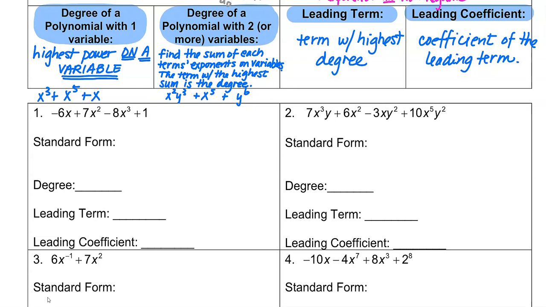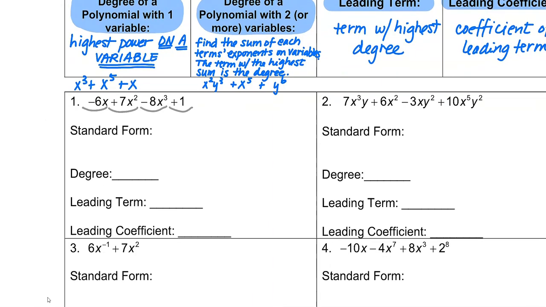Okay, so terms. Terms are separated by addition and subtraction, right? So if we look at number 1 here, how many terms do I have? You look at the addition and subtraction, and they separate the terms. How many terms do we have here in number 1? 4 terms. Good job. So we have the minus 6x, the plus 7x squared, the minus 8x cubed, and the plus 1. So let's figure out the degree first. Let me write 4 terms here.